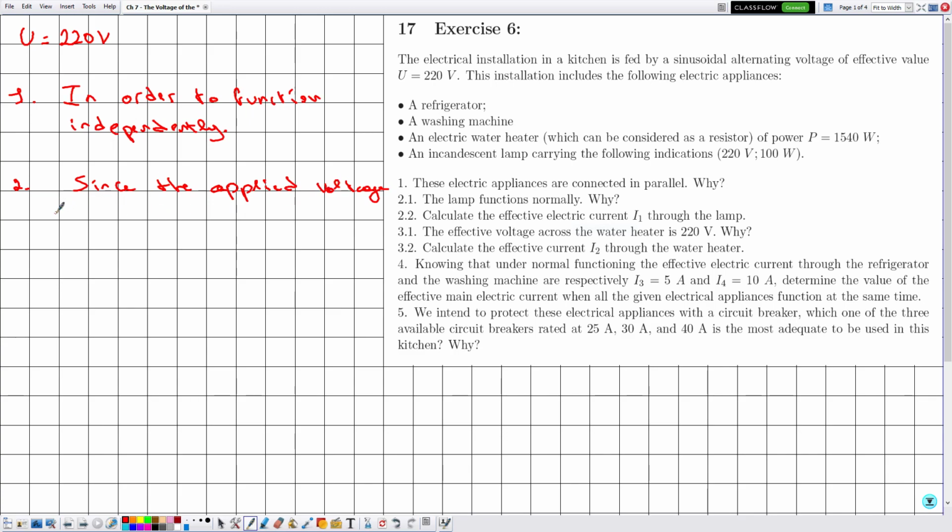the applied voltage is equal to the rated voltage of the lamp, and between the brackets this is given by 220 volts equal to 220 volts, then the lamp functions normally.